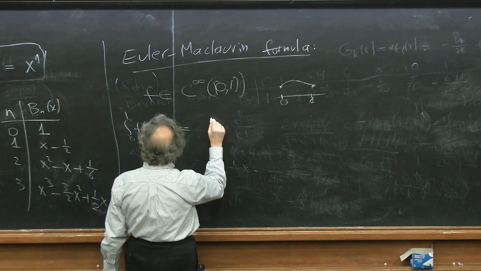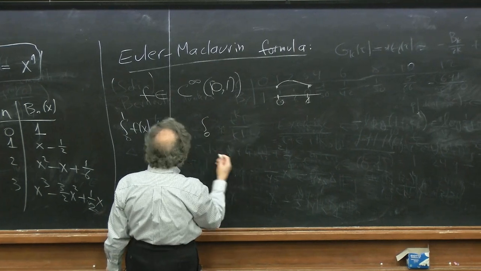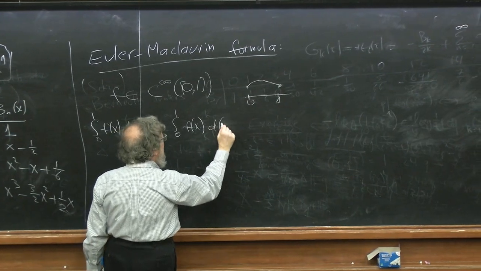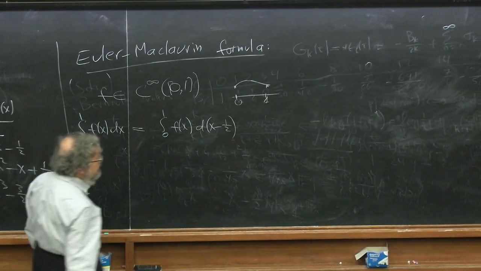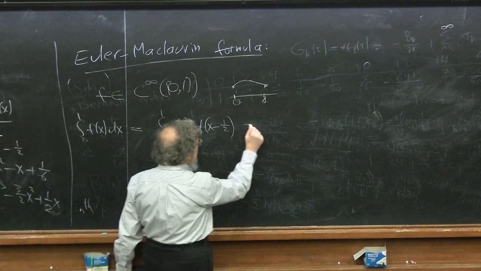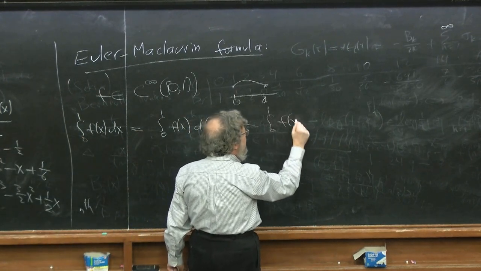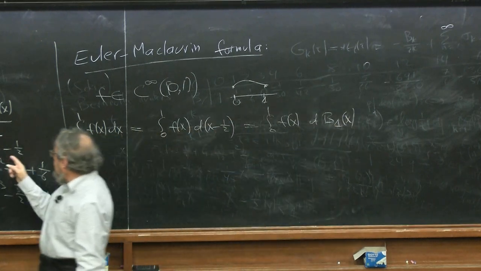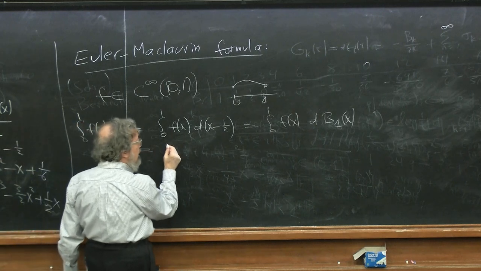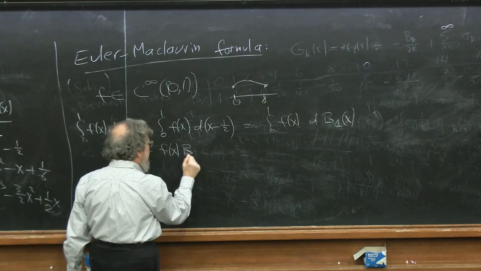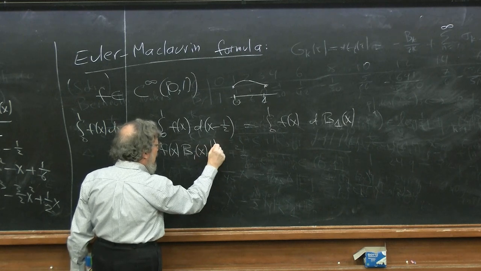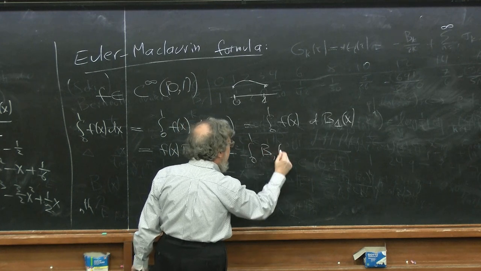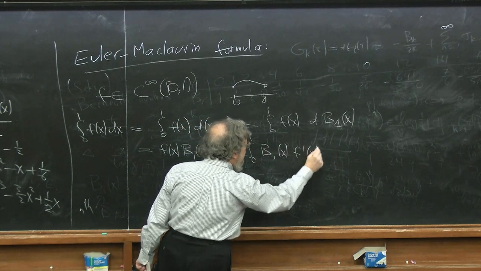The first step is completely artificial, but then you'll see that inductively you can keep doing it, and then it's not artificial at all. You say that this is the same as d of x minus a half, because after all, d of a half is 0. But that is the integral from 0 to 1 of f of x d of the first Bernoulli polynomial, because the first Bernoulli polynomial was x minus a half. So now by integration by parts, that's the same as the product f of x b1 of x, evaluated at 1 and at 0, minus the integral from 0 to 1 of b1 of x, f prime of x dx.